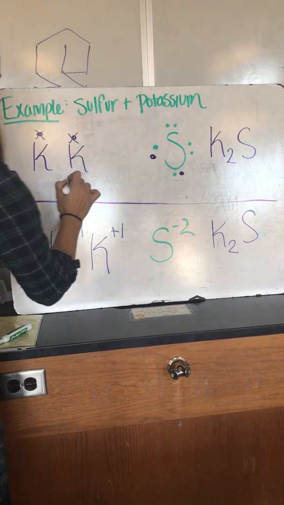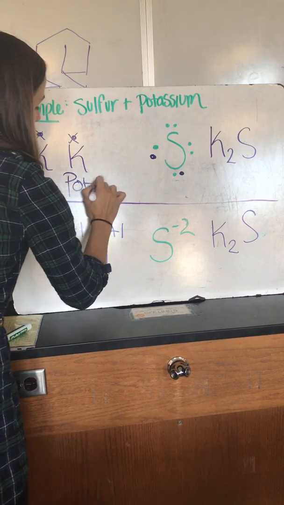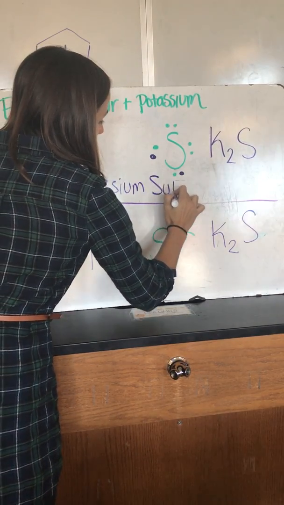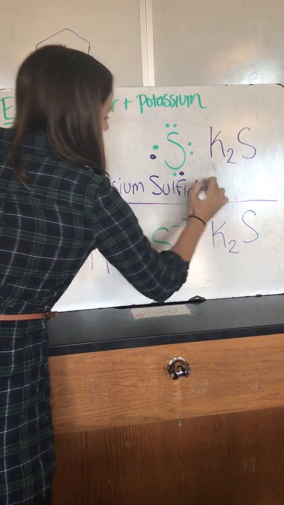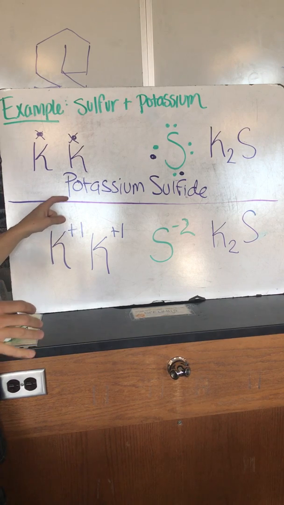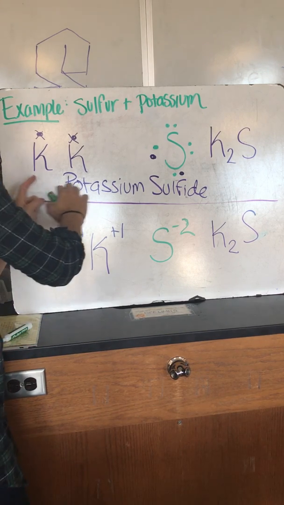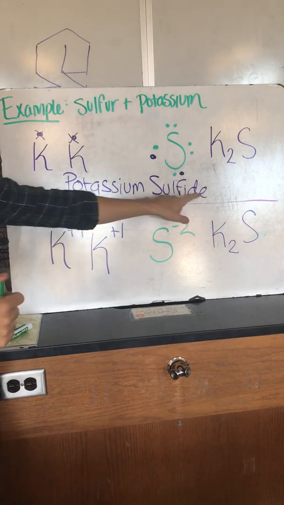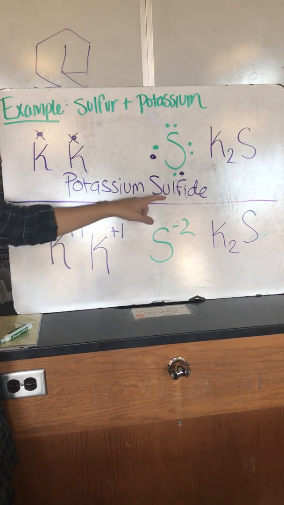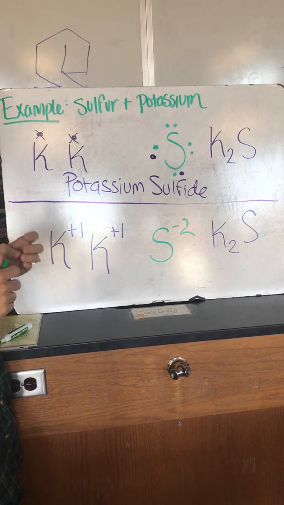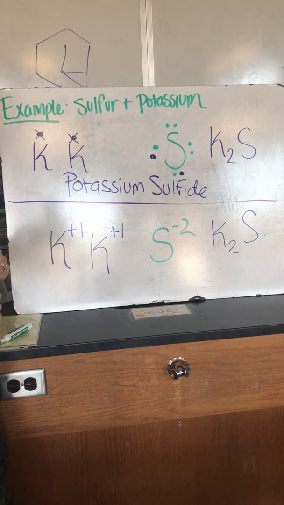The name for this is potassium sulfide. So again, when we're talking about ionic, you never have prefixes. You always have just the metal or the cation and then the anion ending in "ide." So potassium sulfide. Make sure for formula and name, your metal or your cation always comes first. So that's a pretty basic example.